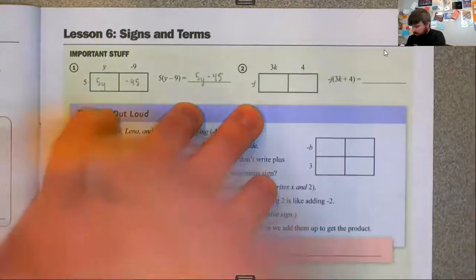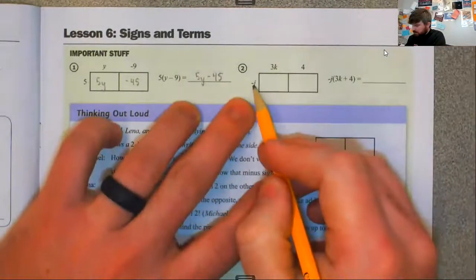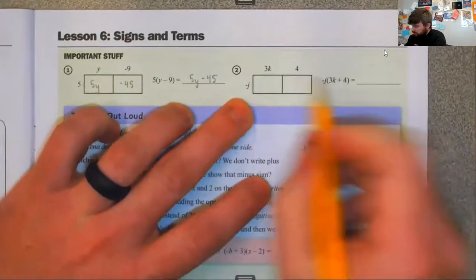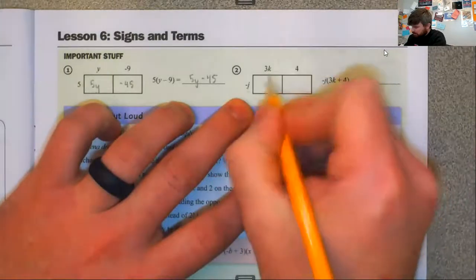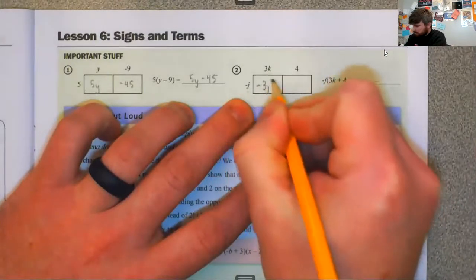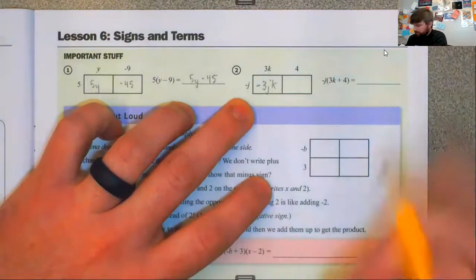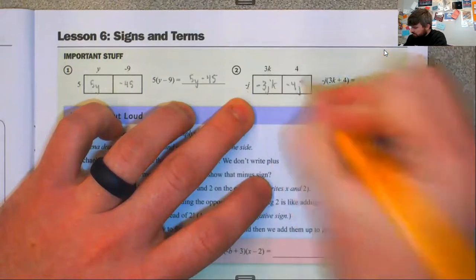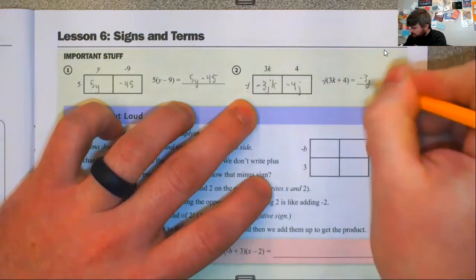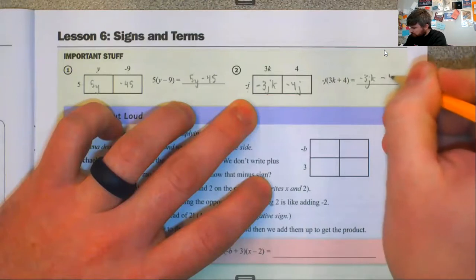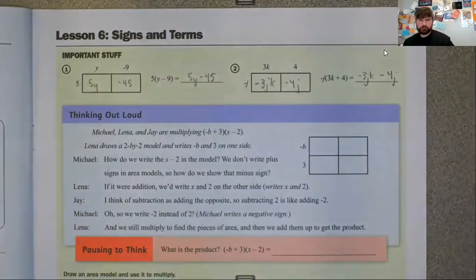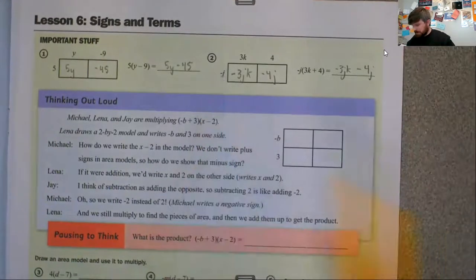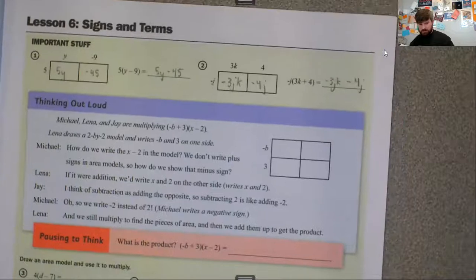Here we have -j times 3k plus 4, okay, right here. So we have -j times 3k, so that's -3jk, or you could put kj, it doesn't matter. And then -j times 4 is -4j. So you have -3jk minus 4j. All right. So here, just make sure a negative times a positive is still that negative.